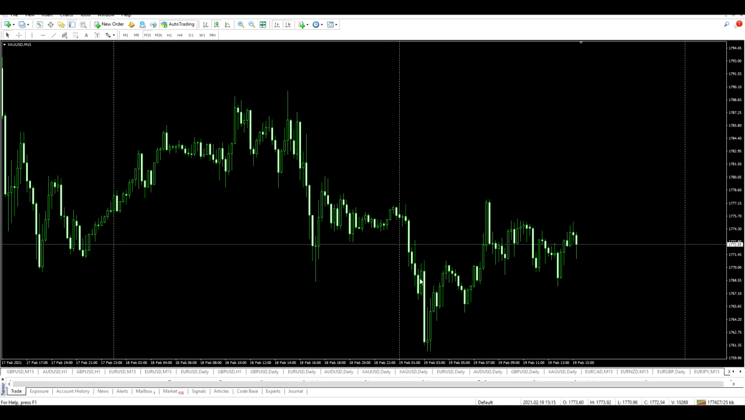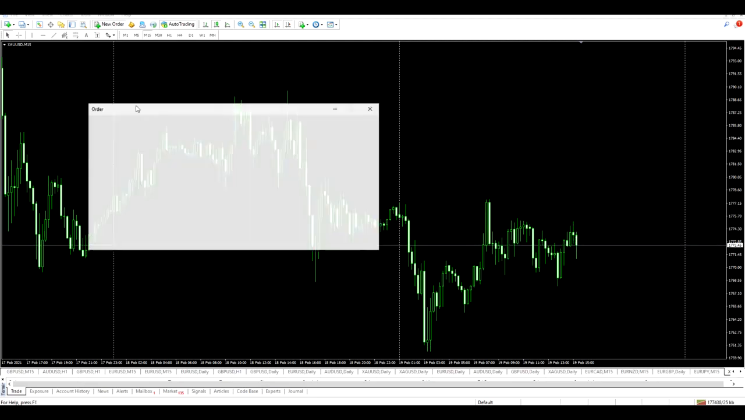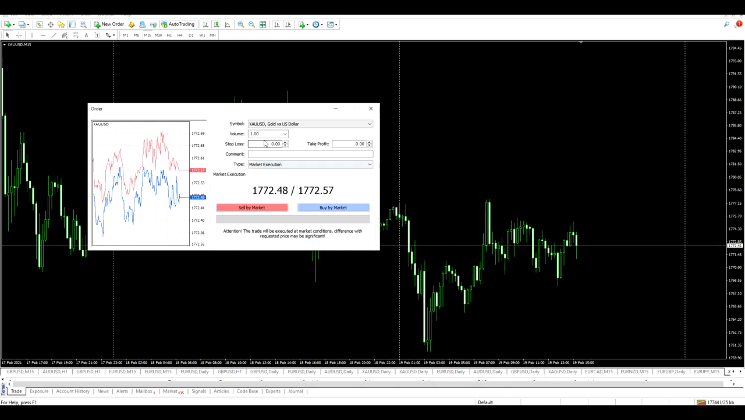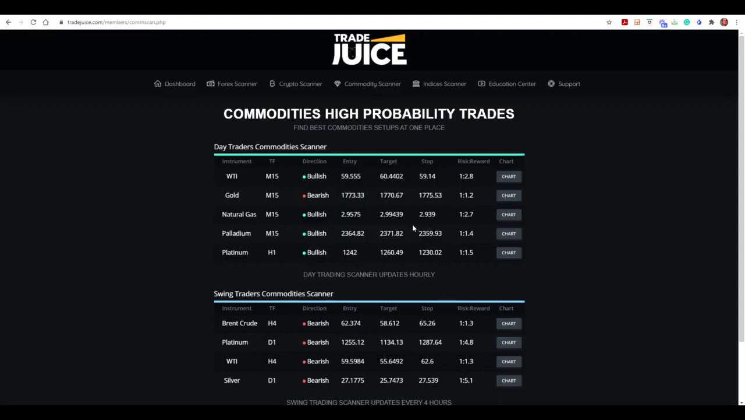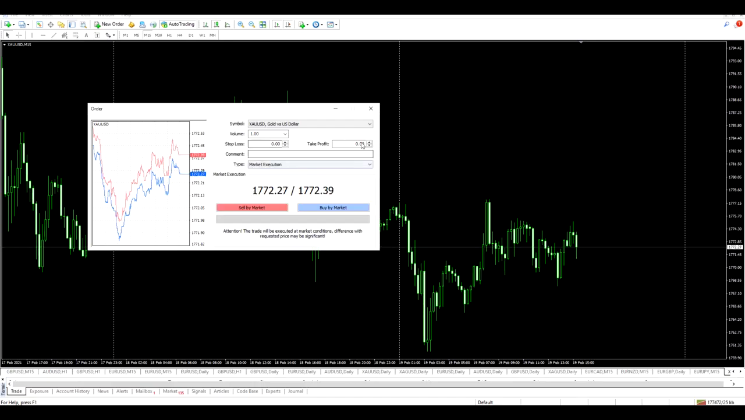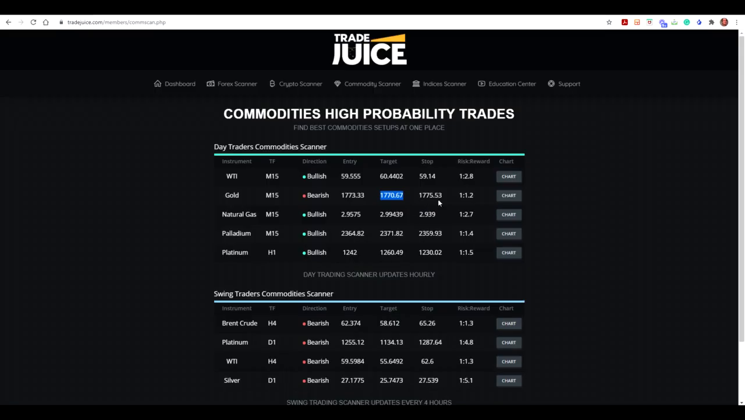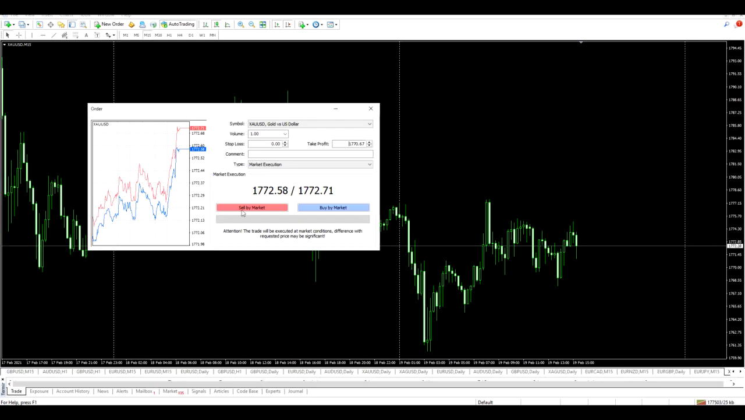Now, the entry point, just during the time of doing this recording, is actually just here at the moment. So I'm going to enter this trade, and I'm going to quickly set my take profit and my stop loss. So we can see from here that my target is such. I'm just going to simply copy that, put it into my take profit box there, and then I'm going to also set my stop, and I'm going to do the same with that.